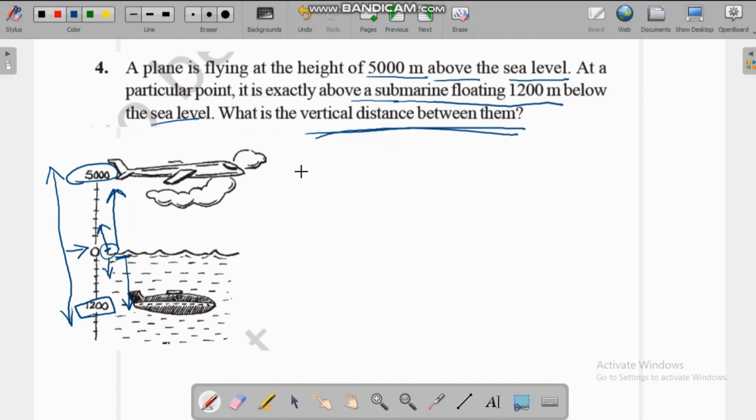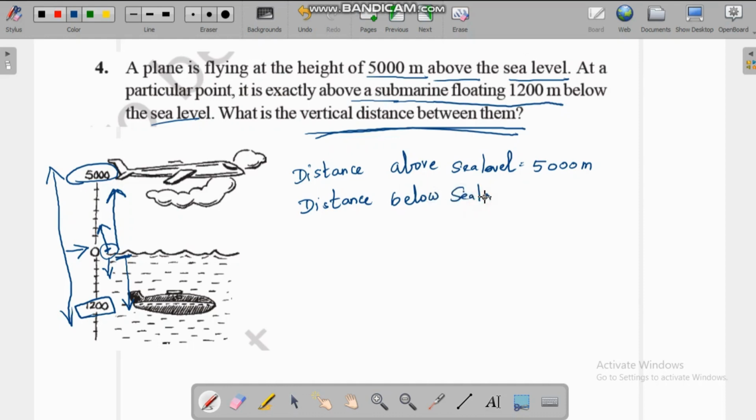Let us write here. Distance above the sea level is 5,000 meters. Distance below the sea level is 1,200 meters. They have asked for the total vertical distance between them, from the aeroplane to the submarine. So we have to add it.